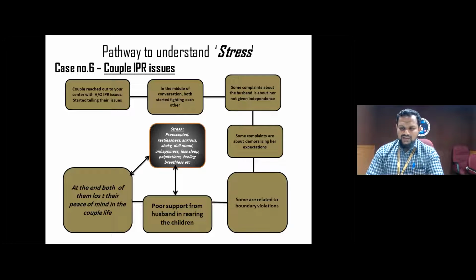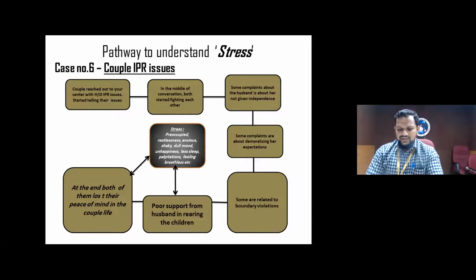Some complaints about the husband or wife are about not giving independence, especially in a conservative culture. The husband not giving enough independence to the wife is one of the very important concerns. That will slowly lead to a stressful state in the wife. The second thing, some complaints are related to demoralizing her expectations in front of the relatives and all, and some are related to boundary violations. Let me explain boundary violations separately in the interpersonal area, which I am going to discuss a little later.